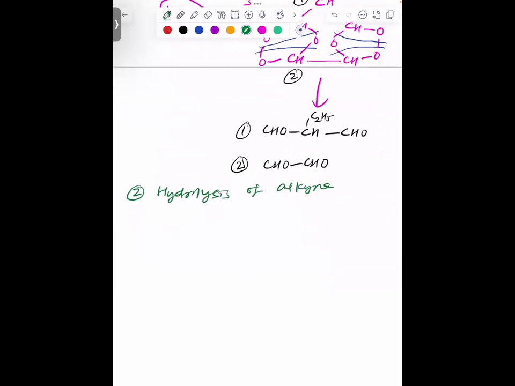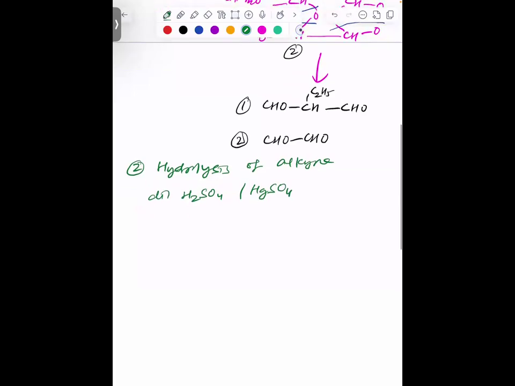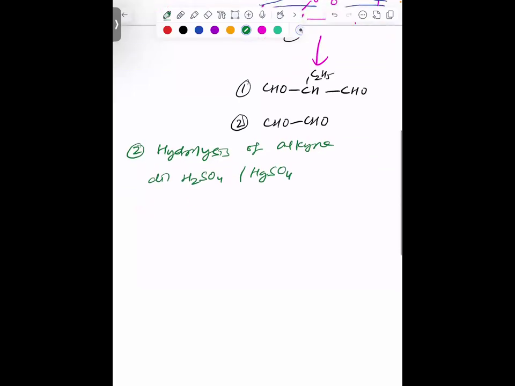So first see which are the reagents used for hydrolysis of alkyne. That is dilute H2SO4 in the presence of HgSO4. Dilute H2SO4 in the presence of HgSO4. So this is the hydrating agent. Suppose we take a ketone, dilute H2SO4 in the presence of HgSO4.